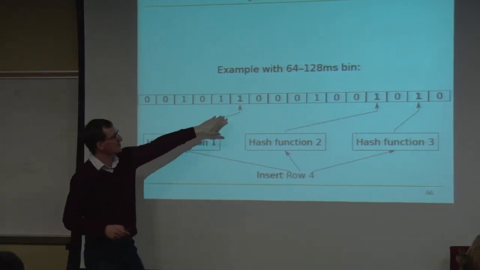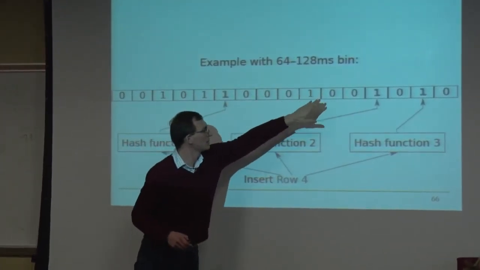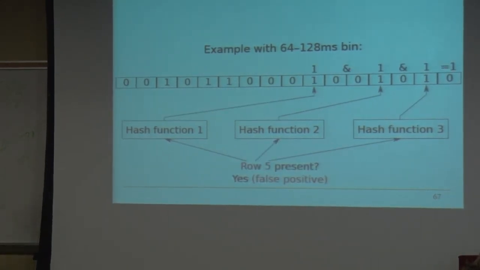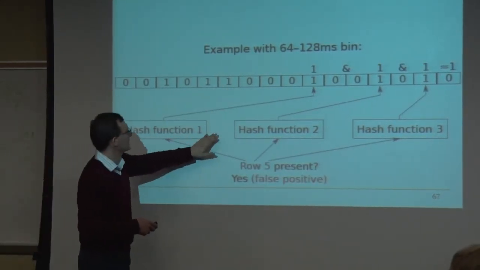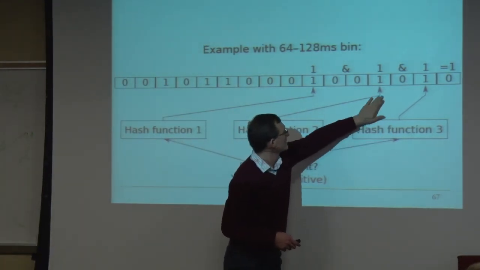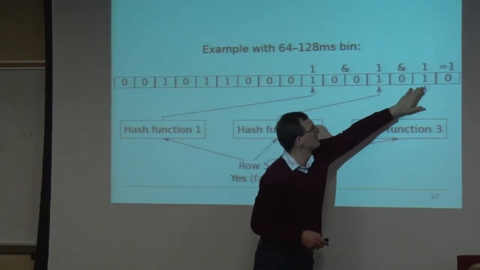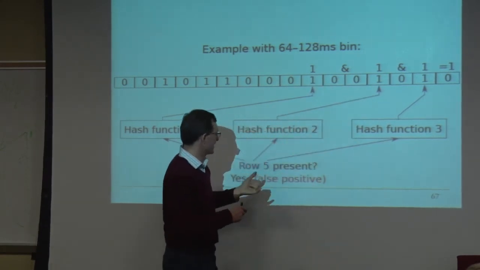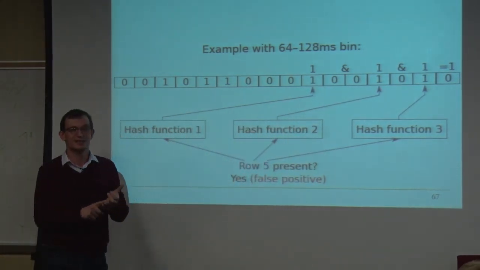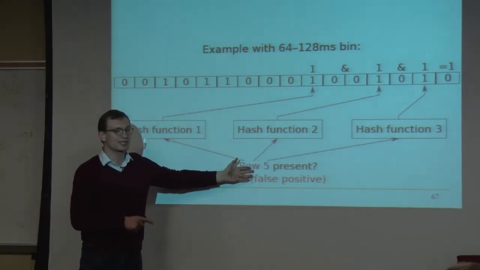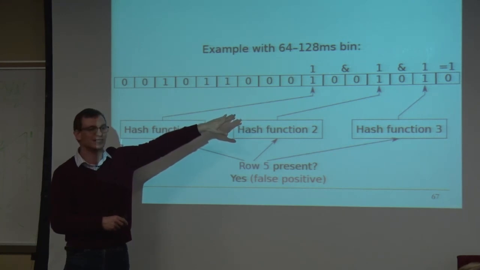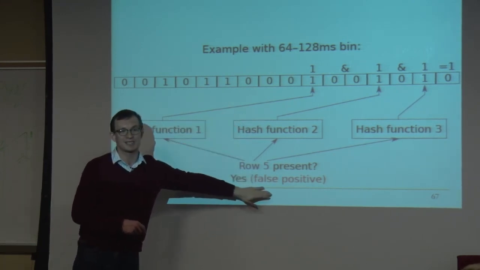Now let's say we insert row 4. It maps to these bits through these hash functions, and those bits are set. And let's say we check the presence of row 5. Well, in this case, row 5 goes through the hash functions and happens to map to bits that are all 1s, although these bits were inserted by, I guess, row 1 and row 4, right? Row 5 we've never inserted, but the Bloom filter tells us that it's actually present. This is a false positive.